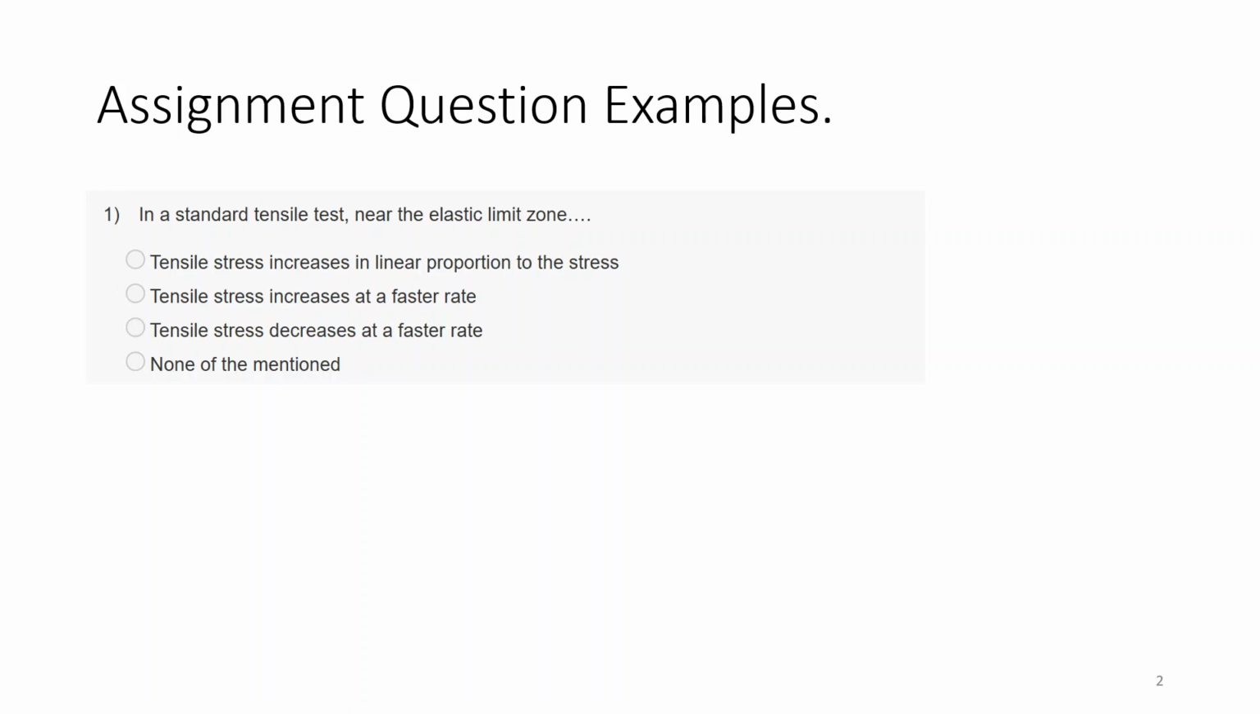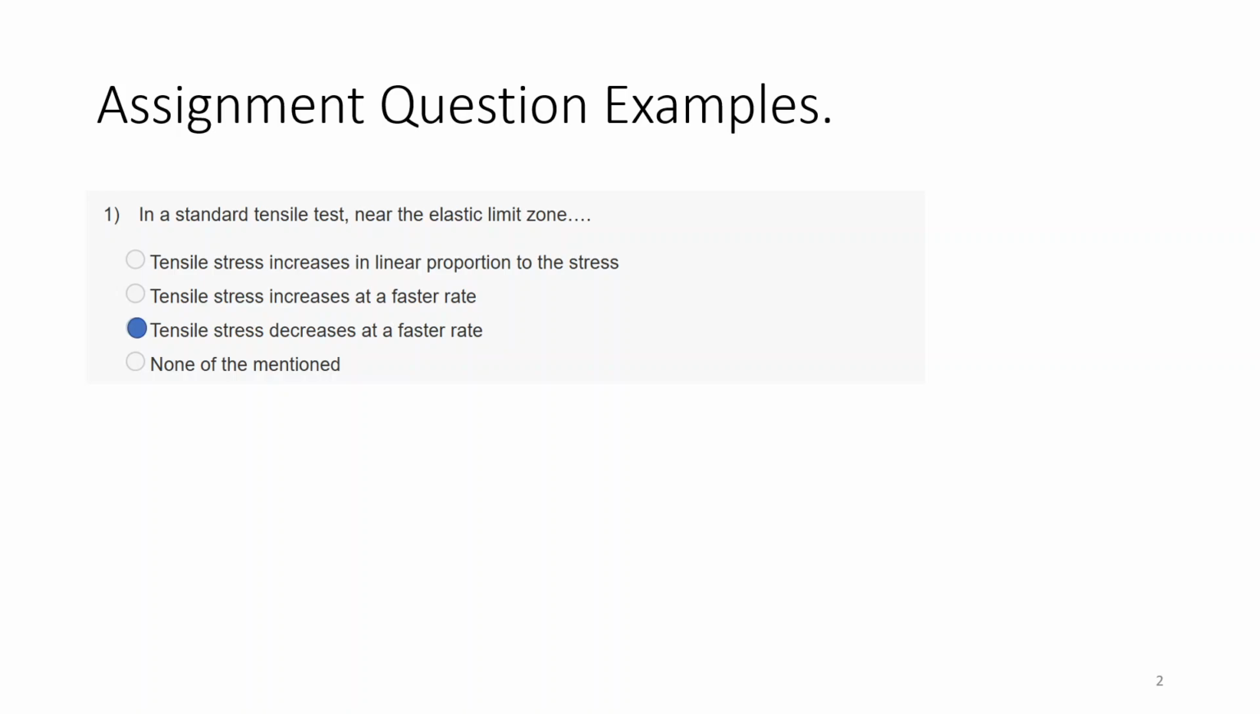So the first question is, in a standard tensile test near the elastic limit zone, you have to fill in the blank. Your options are: tensile stress increases in linear proportion to the stress, tensile stress increases at a faster rate, tensile stress decreases at a faster rate, or none of the mentioned. The correct answer here will be the third one.